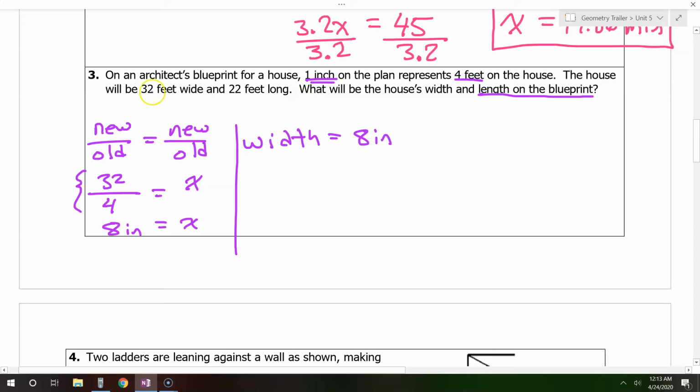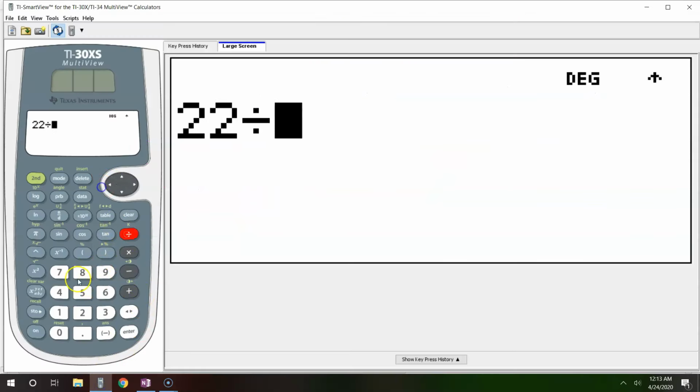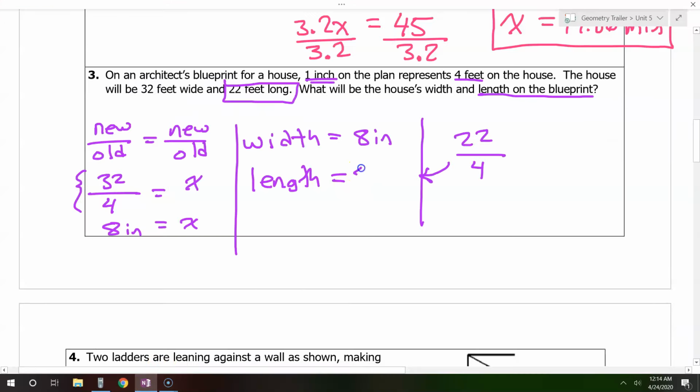The length on the house is 22 feet long. So the length on the blueprint is just going to be 22 divided by 4, and that will give it to us. That is 5.5. So the length on the blueprint will be 5.5 inches.